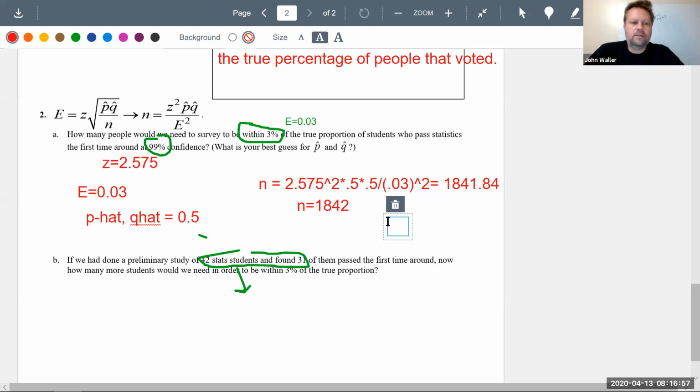So I would need 1,842 people to make sure that I will be within 3% of the real percentage who will pass statistics the first time.